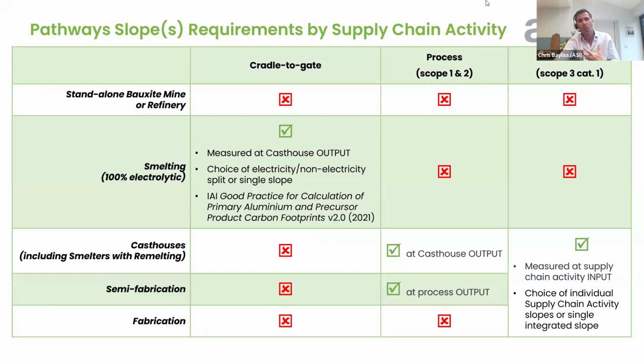Applicability of different supply chain activities. You'll note in the report that for standalone bauxite mines and refineries, there are relatively few of those within ASI, I think a handful, maybe 5.